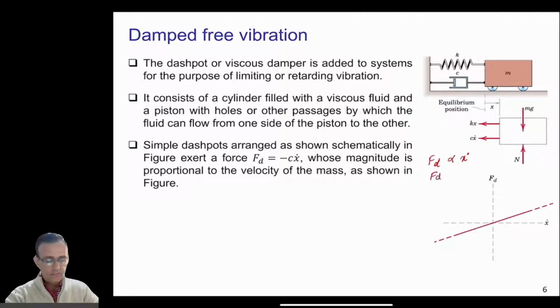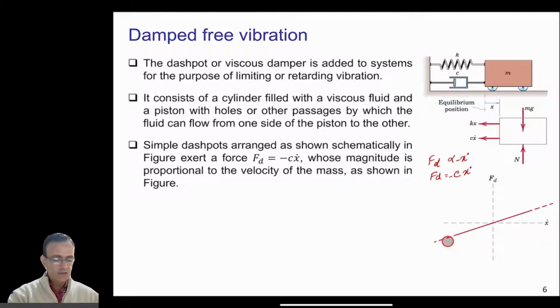And now if we just put this constant here, and the negative sign here to show that it is opposite to the velocity here. So then this constant is this constant here, and whose magnitude is proportional to the velocity of the mass, as shown in the figure here. And again, you can see that this is the Fd, and this is the x dot or velocity.